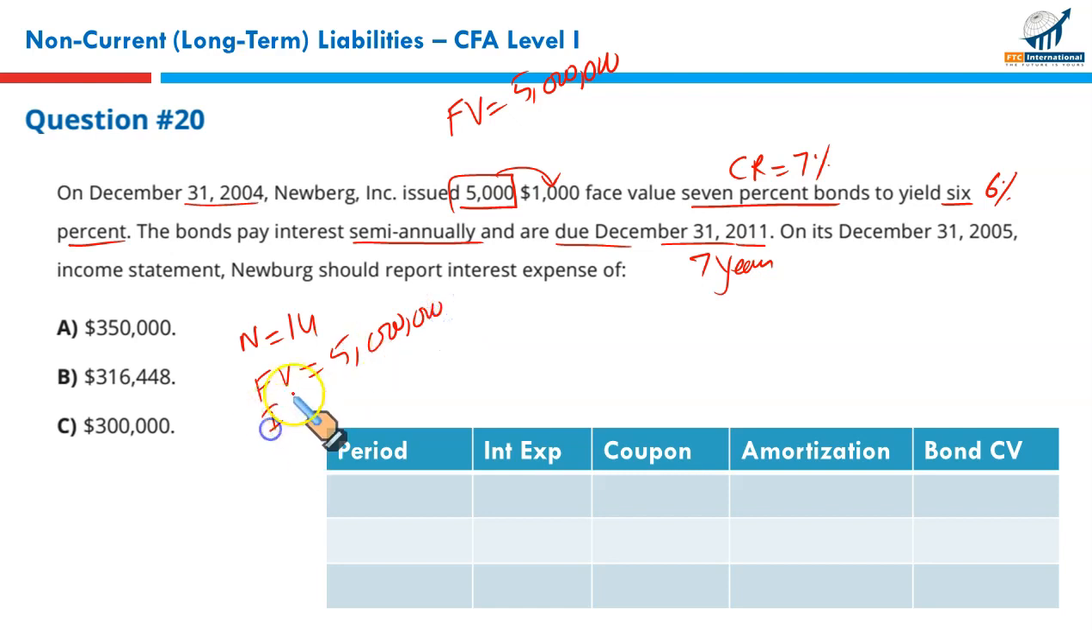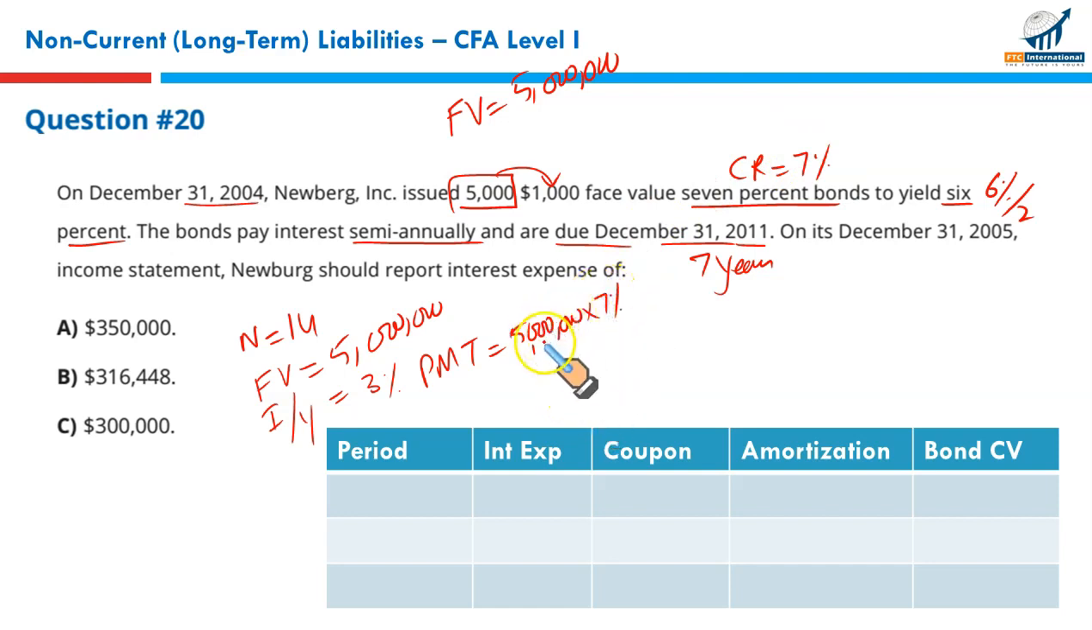Remember, the interest rate we use for discounting purposes is not the coupon rate, it's the market rate. Since we are talking about semi-annual payments, you need to divide it by 2, so it's 3%. One thing is missing, PMT, the annual interest payment or the semi-annual interest payment we make. This is the face value of the bond. Multiply it with the coupon rate, 7%.